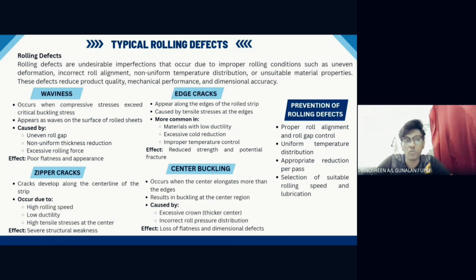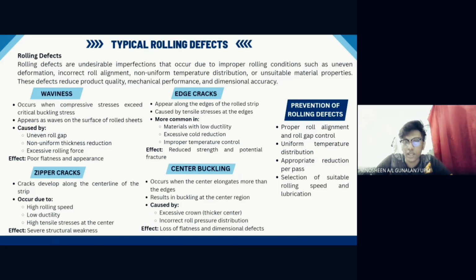First, let's look at the waviness. Waviness occurs when compressive stresses exceed the critical buckling stress. It appears as waves on the surface of rolled sheets, which are caused by uneven roll gap, non-uniform thickness reduction, and excessive rolling force. The effects are poor flatness and appearance.